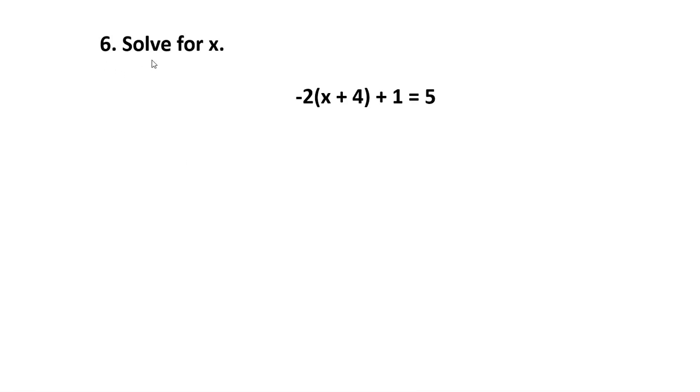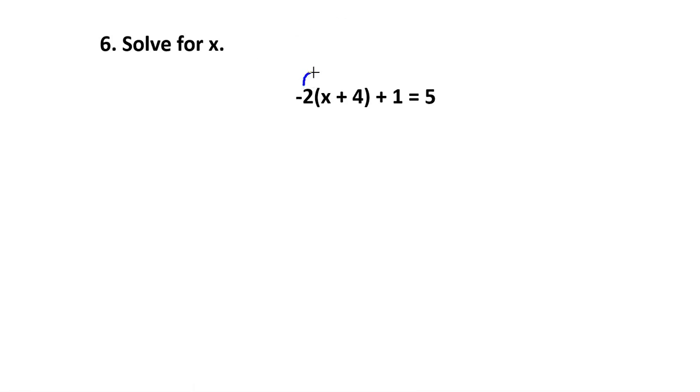All right, question six. Question six, solve for x. All right, so I take a look at my equation here, and first of all, do I have any fractions or decimals? Nope, so I'm good to go. All right, so do I have distributive property that needs to be used? Of course, I've got a -2 here that's going to need to be distributed. So that is where I am going to begin, with my distributive property.